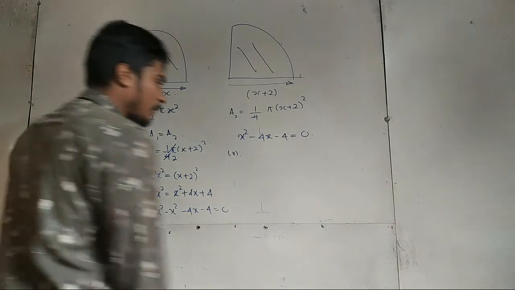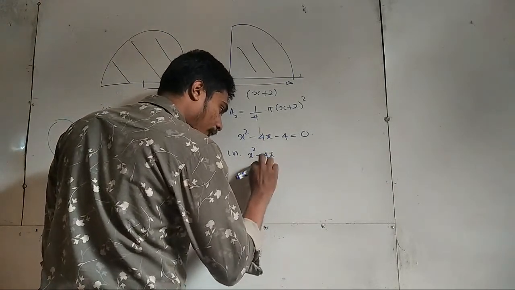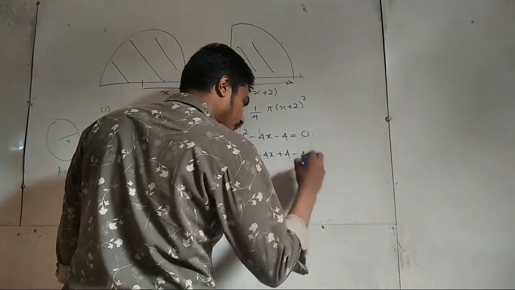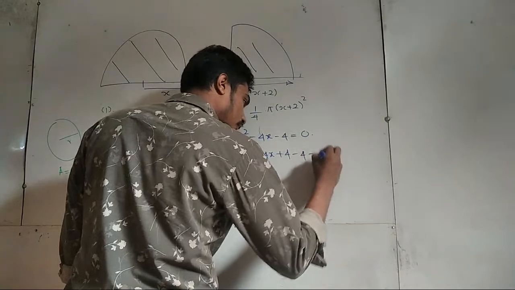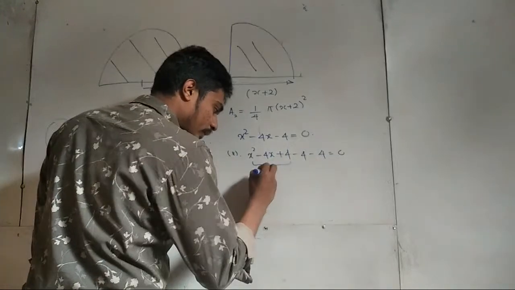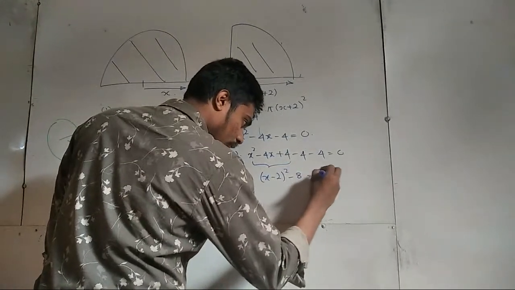If you want to use the completing square method, then you will have x squared minus 4x. Half of 4 is 2, then you have to add 4. If you add 4, you have to subtract 4, and already there is a minus 4. This will be equal to 0. Students, if you consider these terms, you will have (x minus 2) whole thing squared minus 8 is equal to 0.